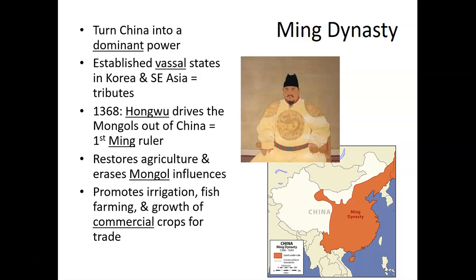Now, the Ming Dynasty starts in 1368 when their Emperor Hongwu is able to push the vestiges of the Mongol leadership out of China. And when he's able to do that, he makes sure that he gets his people fed and restores agricultural practices in China. And he does this for three main reasons.